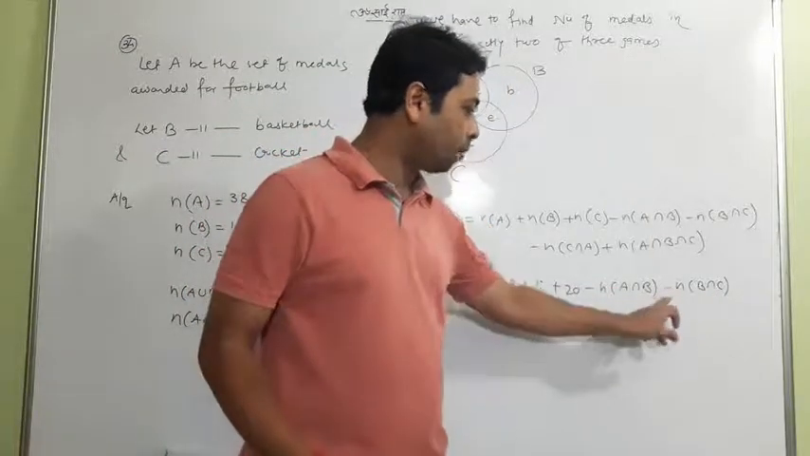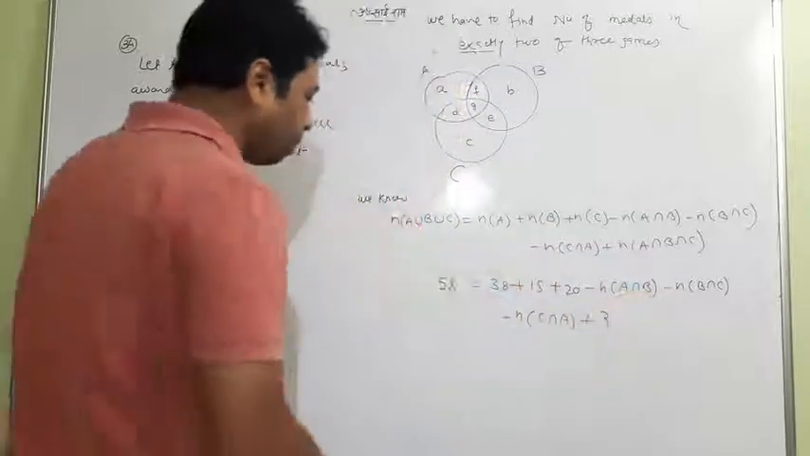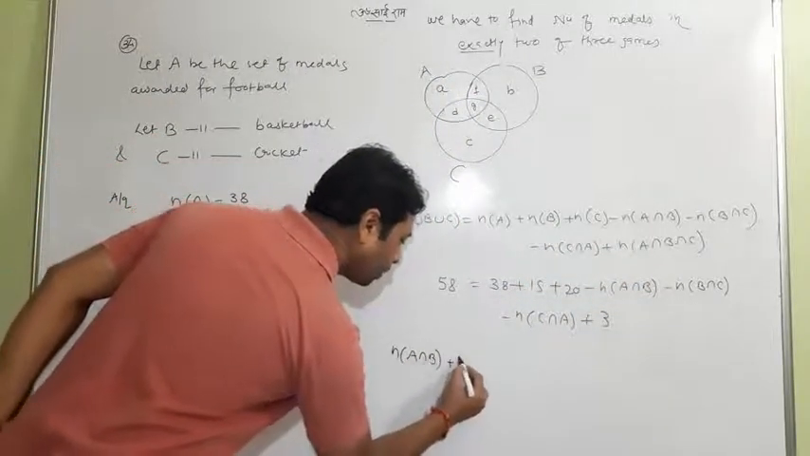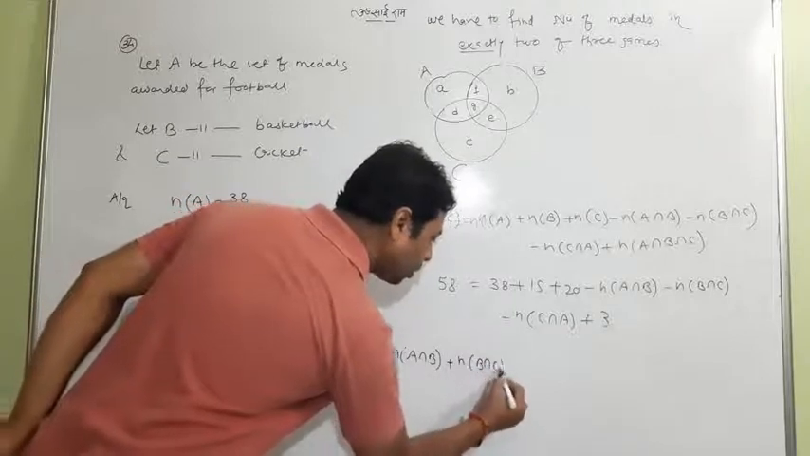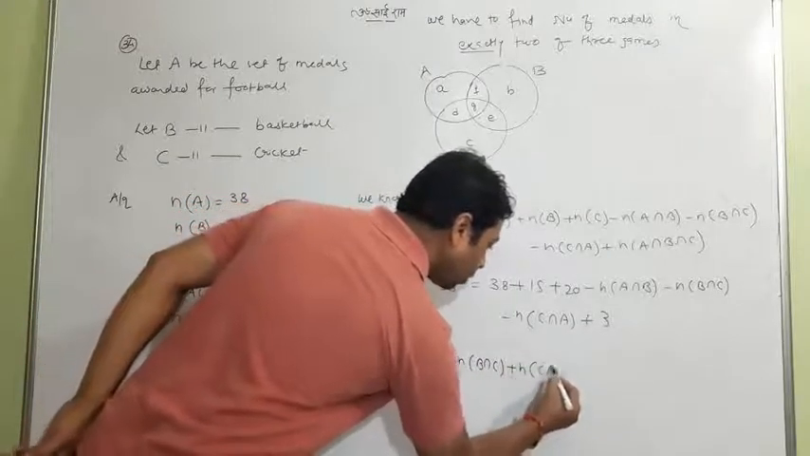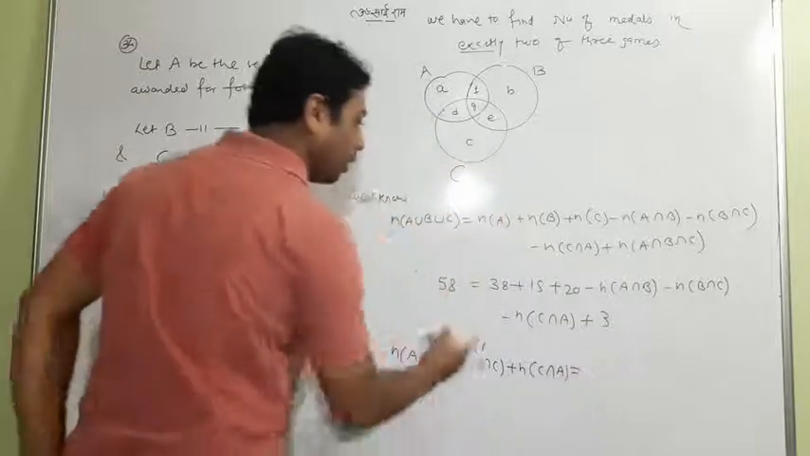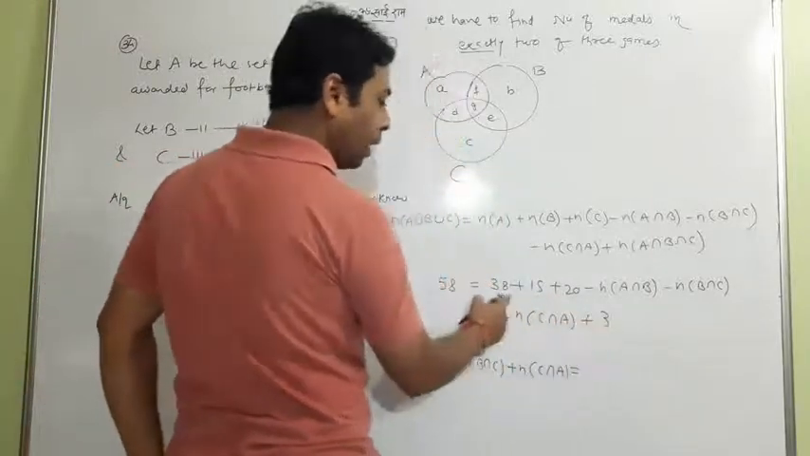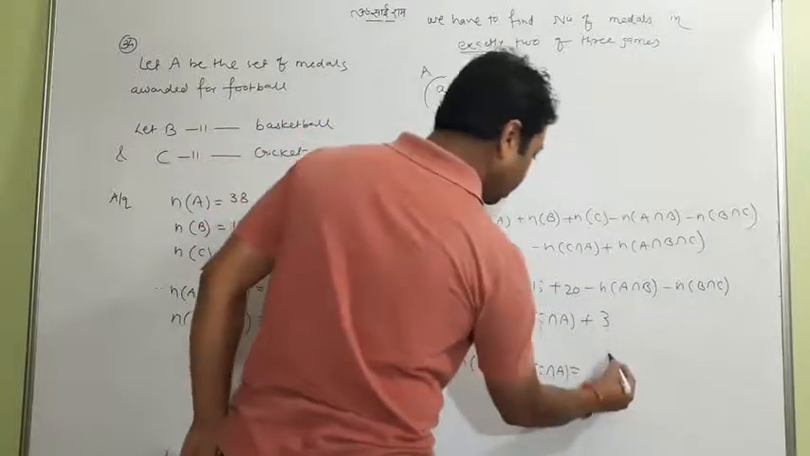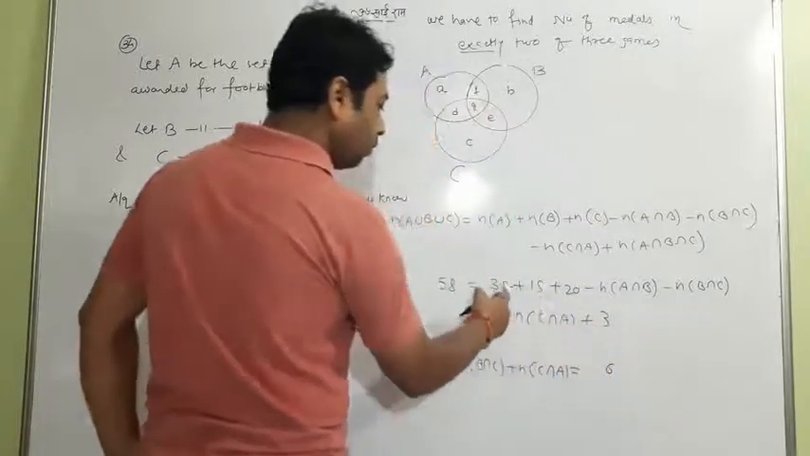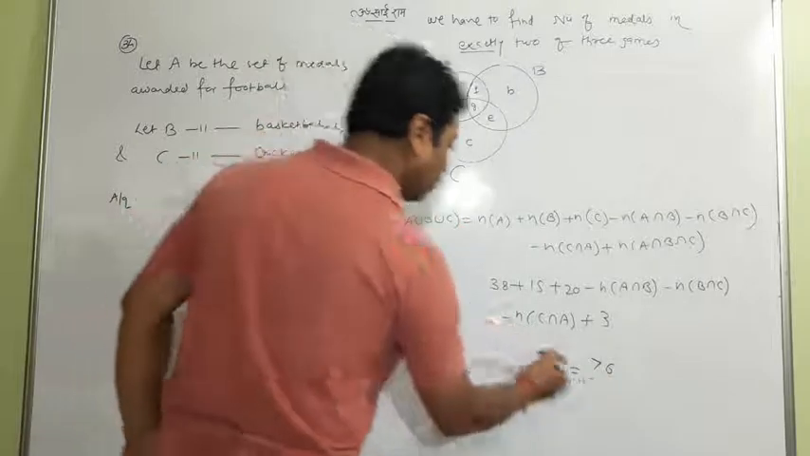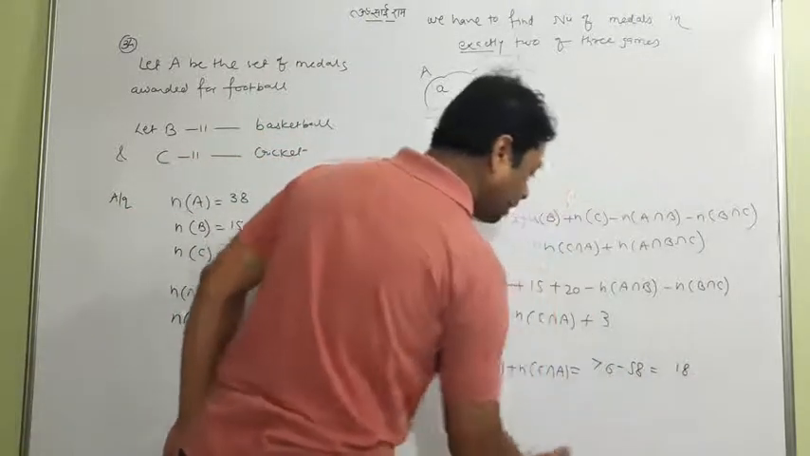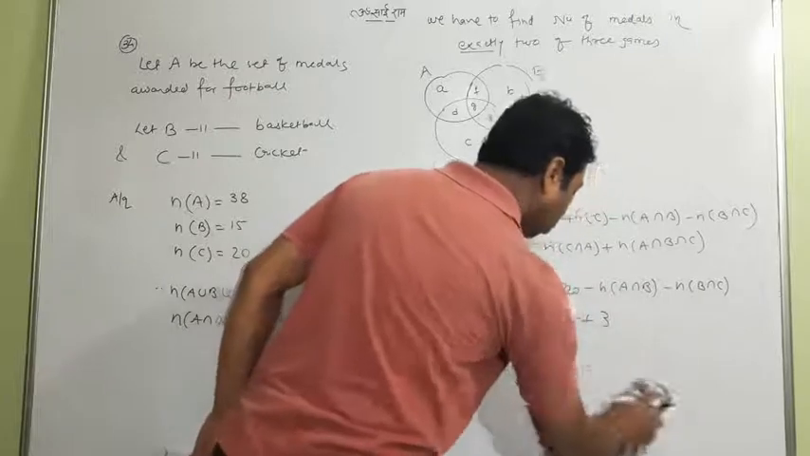But these all have a minus sign, so we transfer them to the left hand side. We get A intersection B plus B intersection C plus C intersection A is equal to what? 38, 15, 20, and 3, all we add. We have 8, 5, 13, and 3 is 16, and 3 and 1, 4, 3, 7, minus 58. Finally, this is 18. So overall, I got 18.